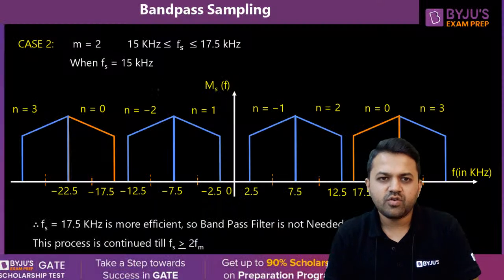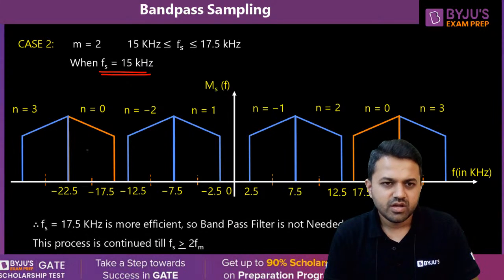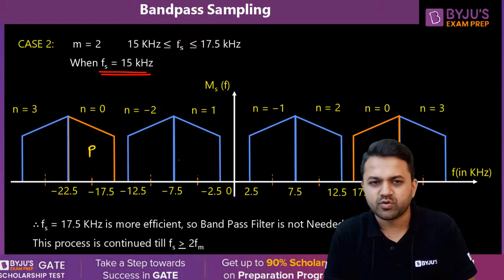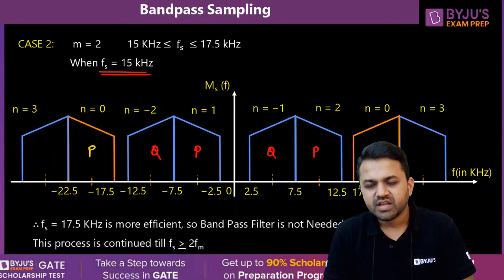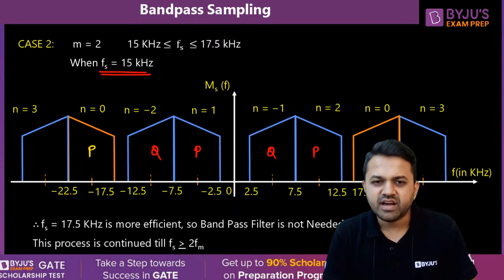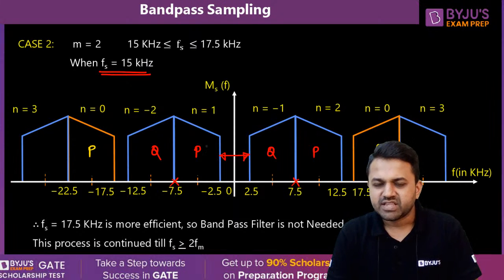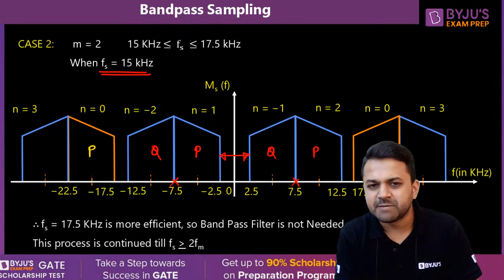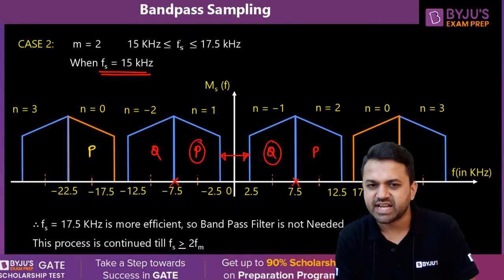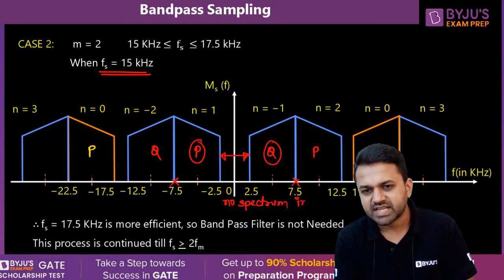Now, if I choose Fs equal to 15, you can see that this is P and this is Q. This is our original spectrum, and its replicas are this Q, this P, this Q, this P. So again, if you observe, we can recover our information by using the low pass filter with a cutoff frequency of 7.5, but there is a gap between P and Q. So again, we are not properly utilizing the filter, and there is still no spectrum inversion, because P is still on the left hand side and Q is still on the right hand side. So no spectrum inversion here also.